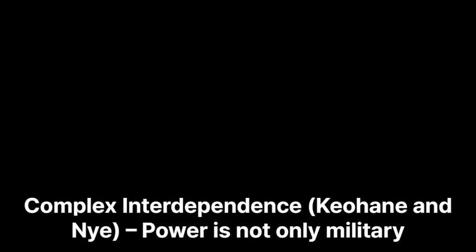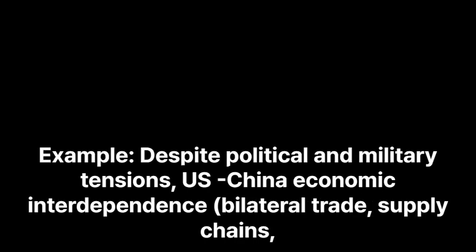Complex interdependence. Keohane and Nye: power is not only military, but also economic, technological, and institutional. Example: despite political and military tensions, U.S.-China economic interdependence (bilateral trade, supply chains, financial markets) discourages open war, as both economies would suffer immense losses. Significance: interdependence fosters stability, encourages peaceful negotiations, and promotes long-term international cooperation over zero-sum competition.